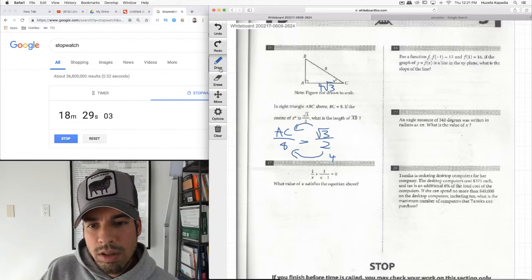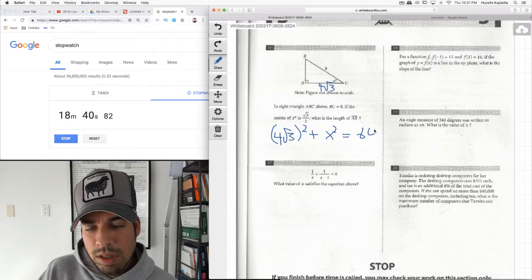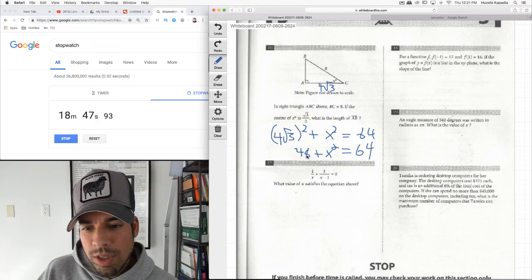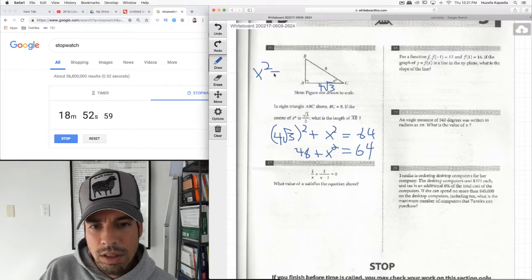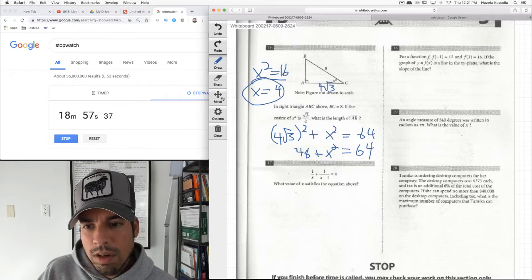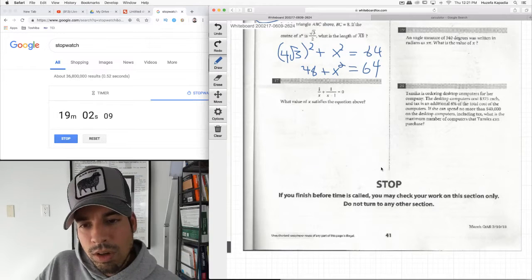And then we need to know what is the length of AB. Now I can use the Pythagorean Theorem, which is 4 square root 3 squared plus x squared equals 8 squared, which is 64. This is 16 times 3, which is 48. Then we subtract 48 from 64, and it's 16. Good. x squared equals 16, therefore x equals 4. So that's my answer there. Okay, I may be wrong in my time estimate. That took longer than I thought.